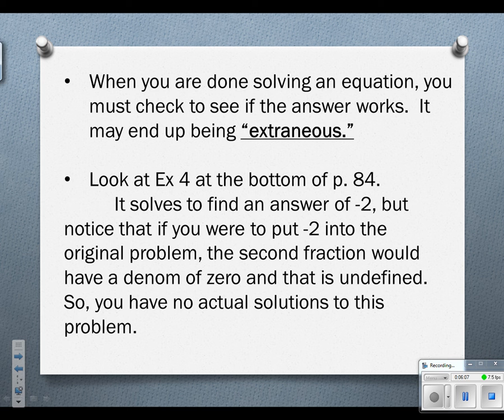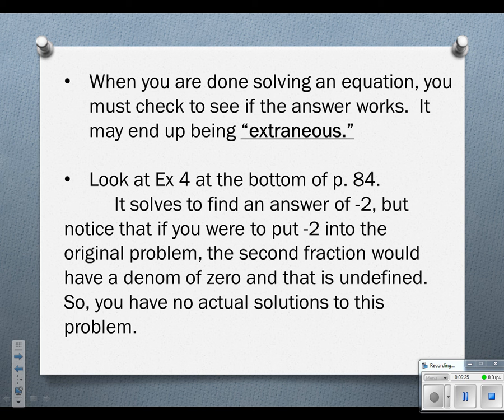So here comes that slide that I was talking about with that extraneous solution stuff. When you're done solving an equation, you really should check to see if the answer works. If it doesn't, it's called extraneous, and they do happen. Look at example number 4 at the bottom of page 84 with me. Look at their solution there.